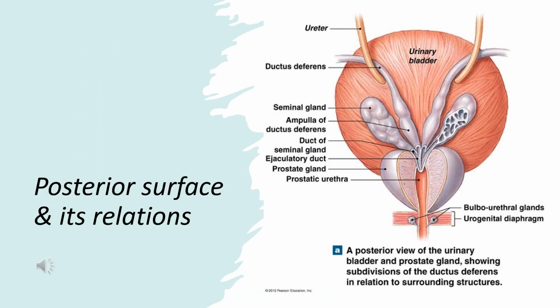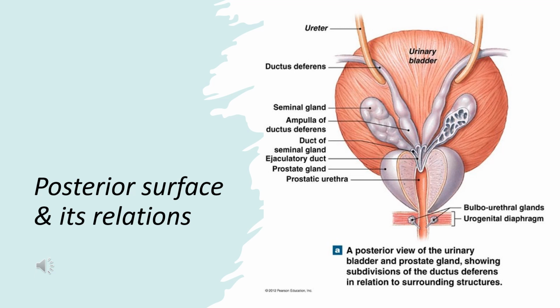Coming to the relations of the posterior surface, which is very important. The posterior surface is somewhat broader and flat and lies in front of the ampulla of the rectum, from which it is separated by a fascia called the fascia of Denonvilliers. So the posterior surface lies just in front of the rectal ampulla, and it is separated from the rectal ampulla by the fascia of Denonvilliers.